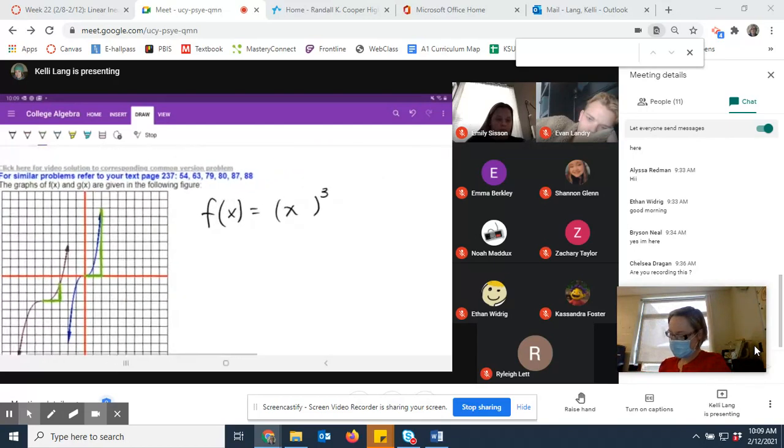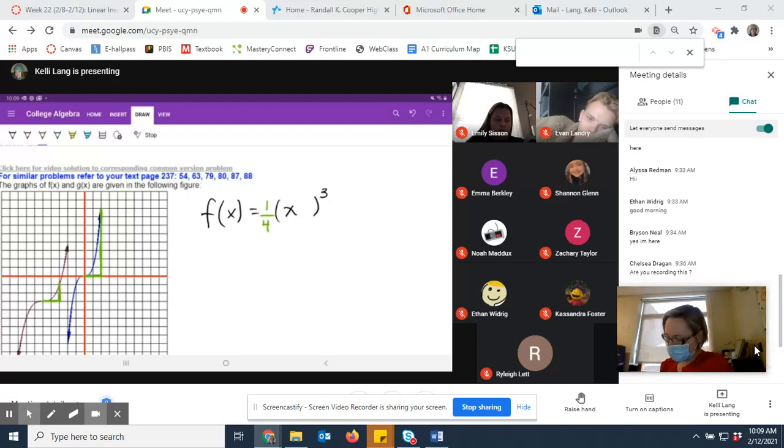So what that means is we throw a 1/4 out front. If it made it taller by a factor of 4, we would put a 4 out front. But since it made it shorter by a factor of 4, we put a 1/4 out front.